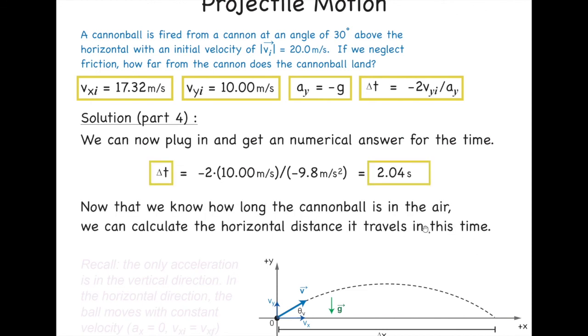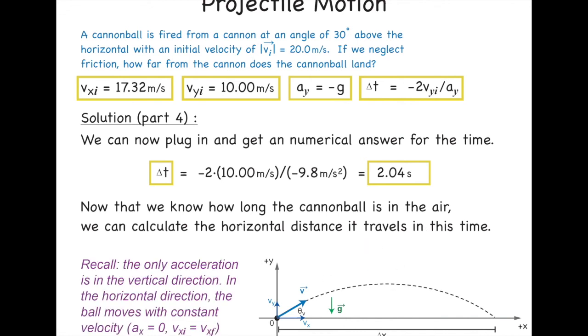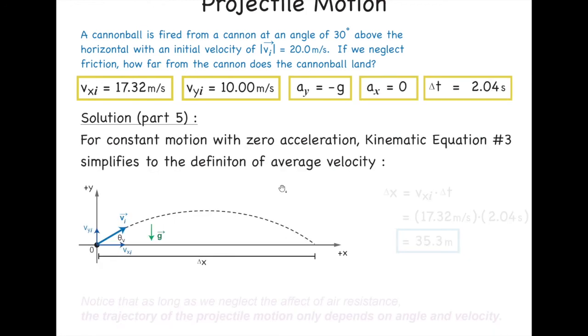So now we know how long the cannonball is in the air, and we can calculate the horizontal distance that it travels in that time. And because the only acceleration is in the vertical direction, horizontally the ball is only moving with a constant velocity. And so it's a very simple problem from here on in. For constant velocity motion, we just use kinematic equation number 3 and simplify it to delta x is equal to v delta t. Right? This is really just a definition of velocity, which gives us 17.32, because we worked out at the very first step the x component of that initial velocity, and we now know the time, and that gives us a final answer of 35.3 meters of horizontal travel before it hits the ground.